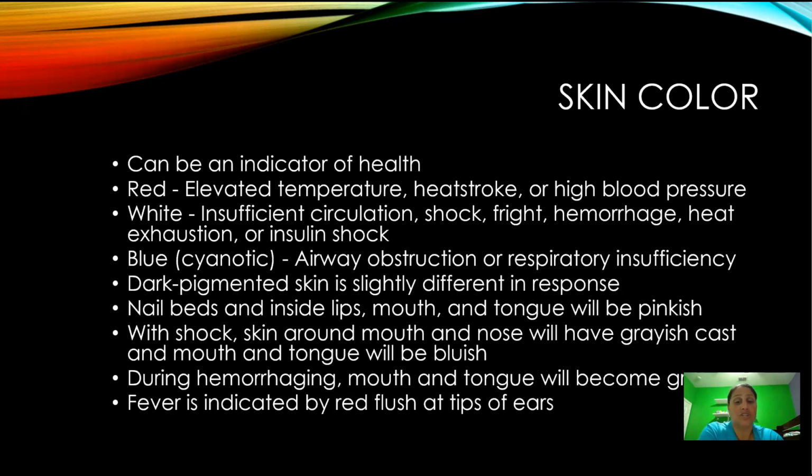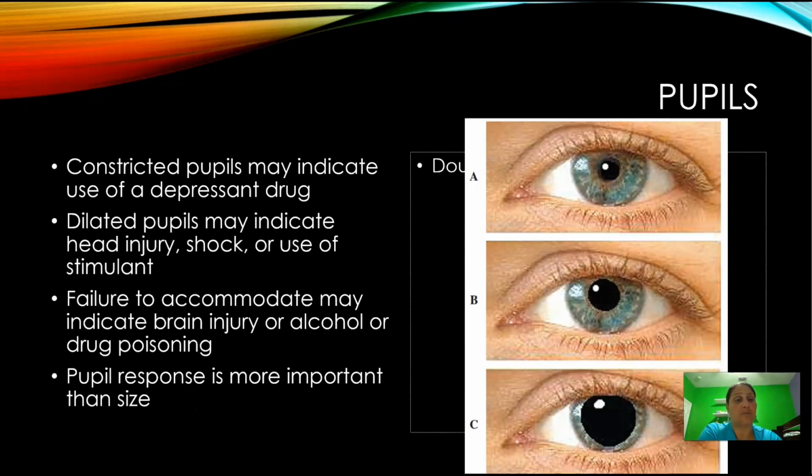When a person is in shock, the skin around the mouth and nose could be more of a grayish color. So that's something that we're worried about. All of these different colors are going to give us a good indication of what's going on with their overall health. Another vital sign can be pupils.